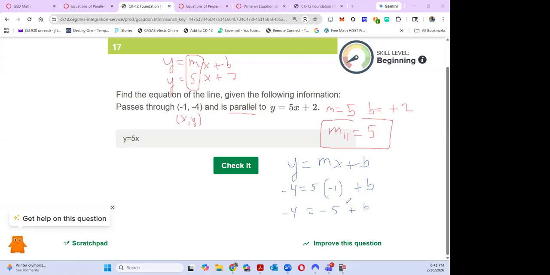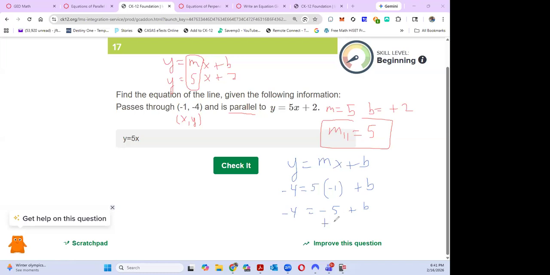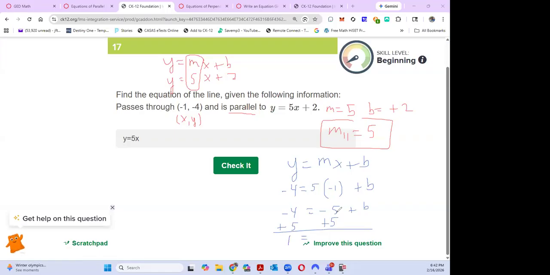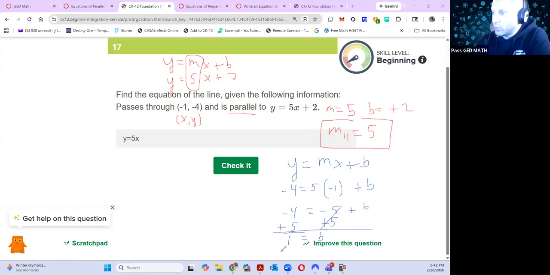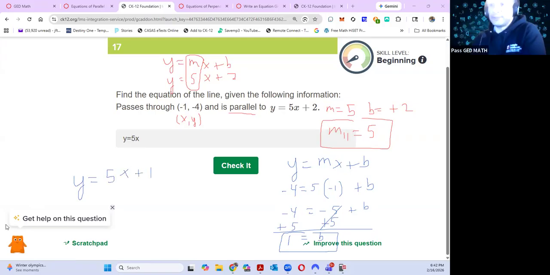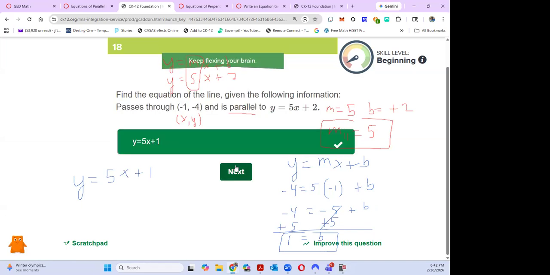In order to get b by itself, we got to get rid of -5. How do we get rid of -5? Add 5 to both sides. What's 5 minus 4? 1. Bring down the equal, the 5's cancel, we bring down the b. So we know our y-intercept is 1. We know our slope is 5. What's our equation of the line? Y equals 5x plus 1. That's it.